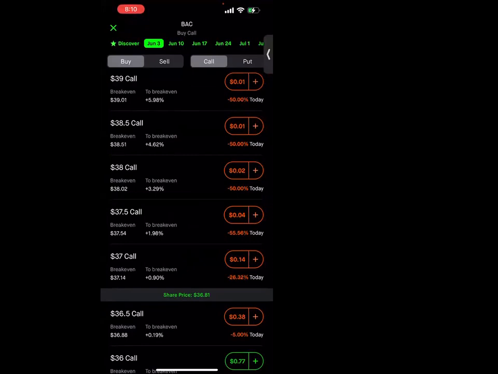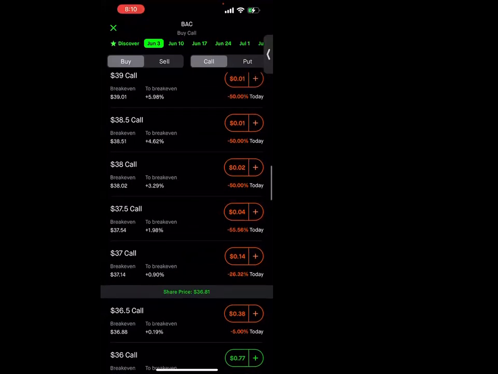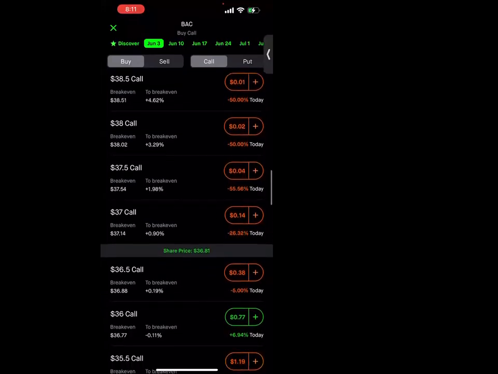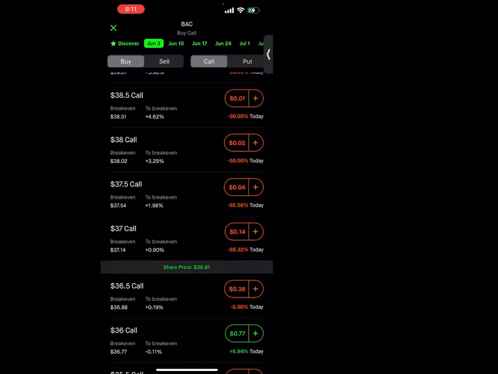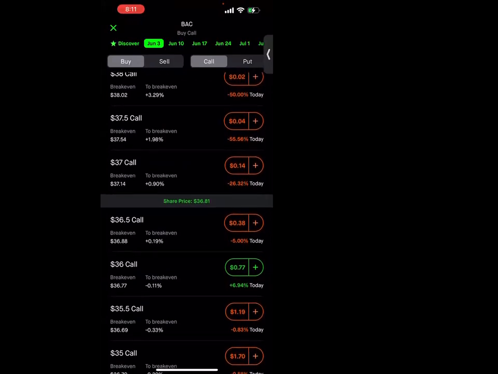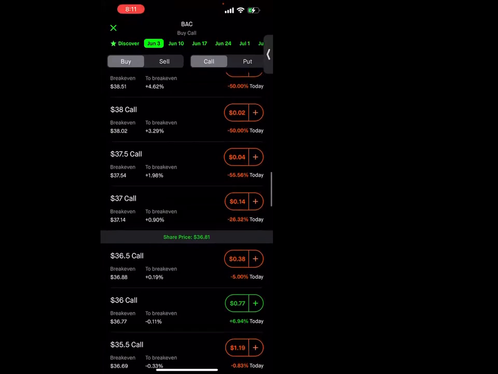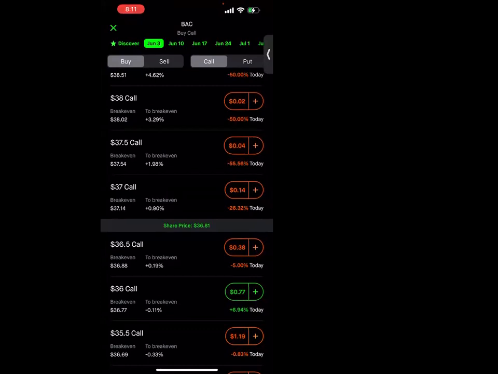This 37.5 call right here with a premium of 4 cents, that one, to me and to a lot of other people, is going to be considered out of the money. Anything from the 37.5 call and up is considered out of the money, right? It's not at the money and it's not close to being in the money, right? It's not to say that the strike prices that are out of the money won't go in the money, right? And it's also not to say that the strike prices that are in the money won't go out of the money, right?